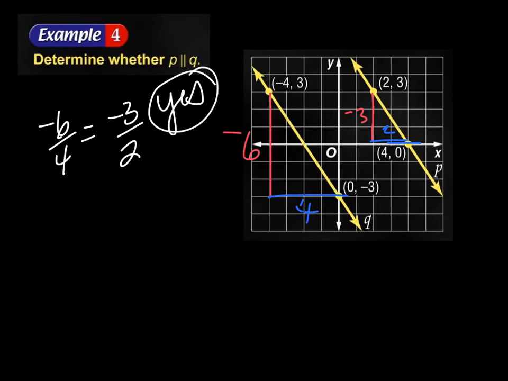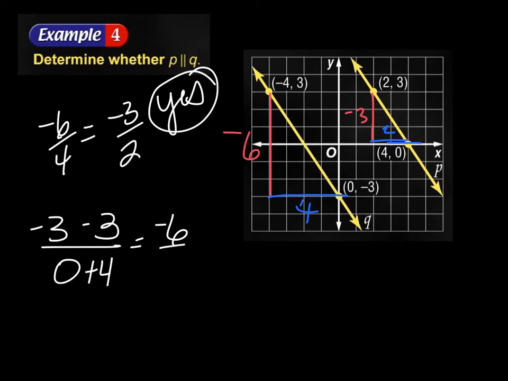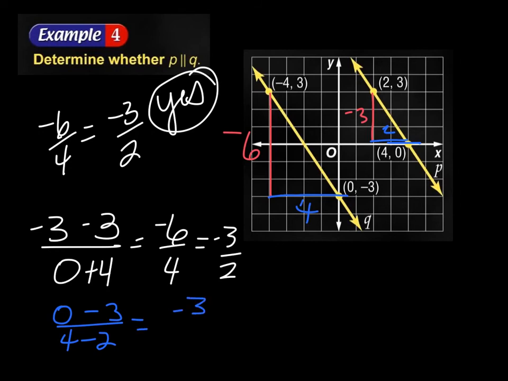We could have also done it algebraically using the slope formula. So change in y, -3 minus 3, over change in x, 0 minus -4. And I get -6/4, which reduces to -3/2. And for the other line, change in y, 0 minus 3, over change in x, 4 minus 2. And we get the same answer algebraically as well.